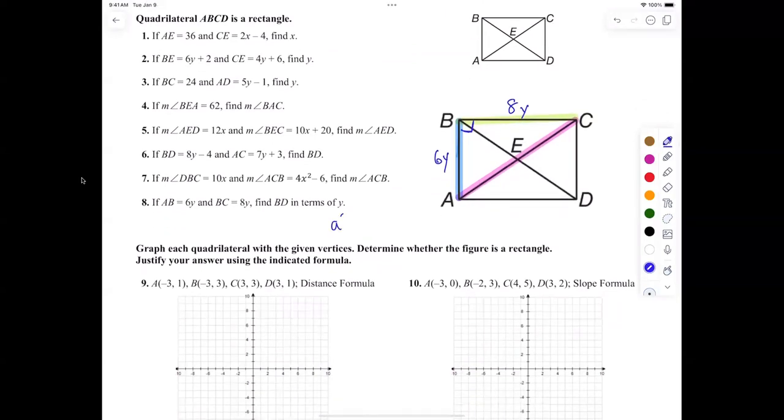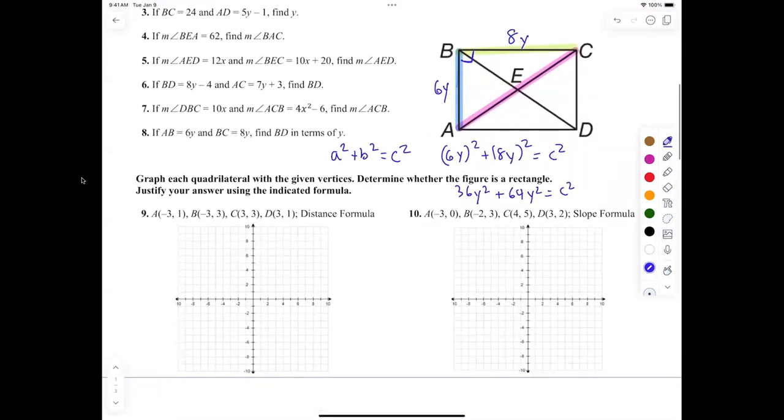So now it's just a squared plus b squared equals c squared. 6y squared plus 8y squared equals c squared. 36y squared plus 64y squared equals c squared. 100y squared equals c squared. So 10y is equal to c. Wait, how is the 18y squared?